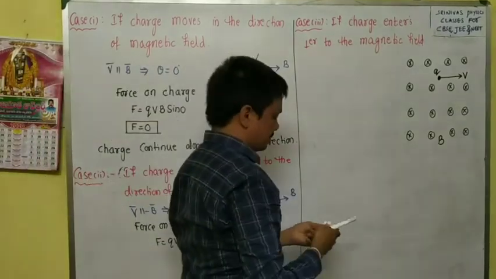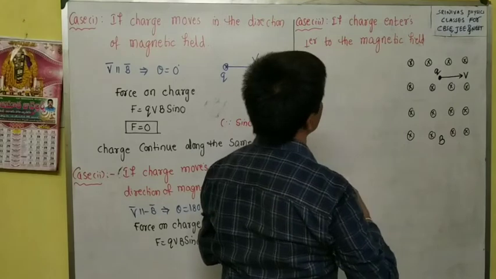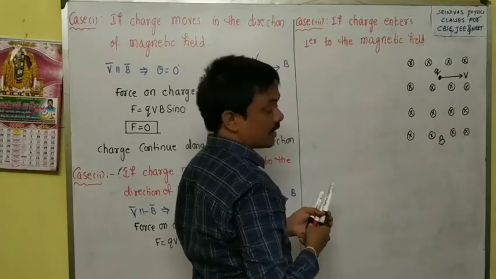Now look at here: what is the direction of the force and how much force will act if charge enters perpendicular to the magnetic field?